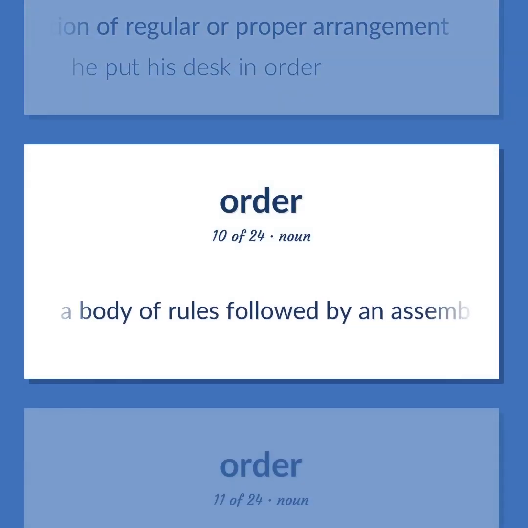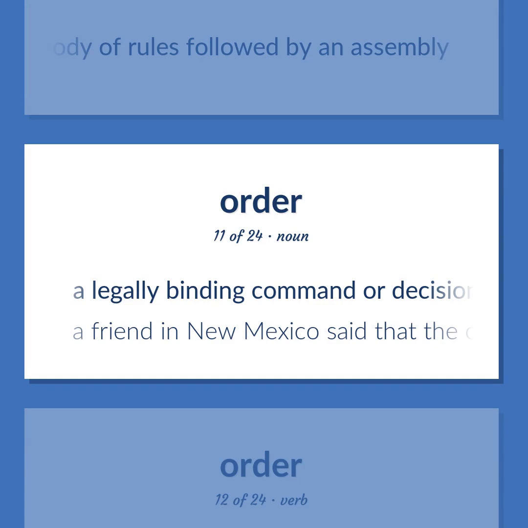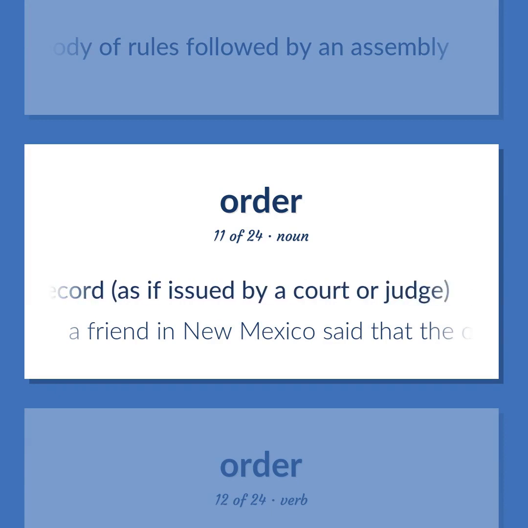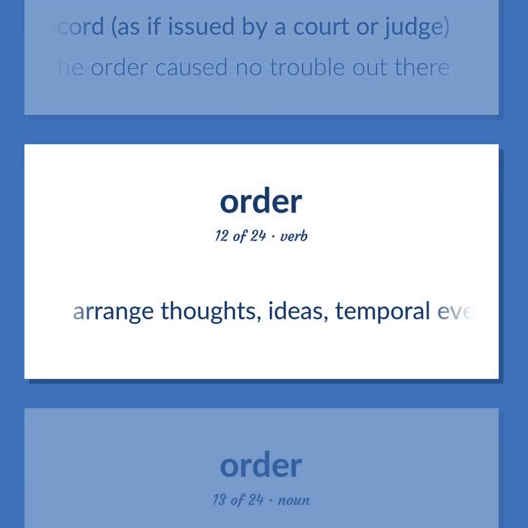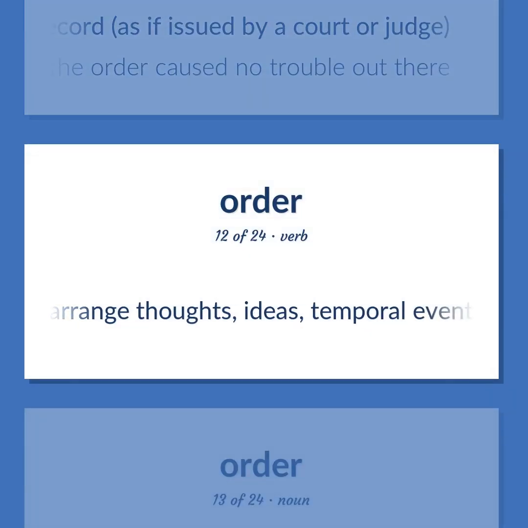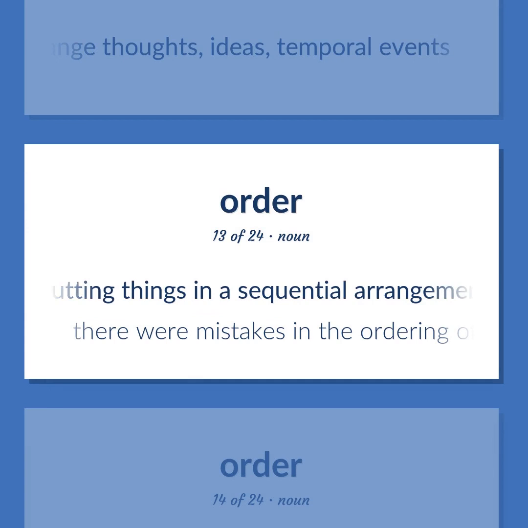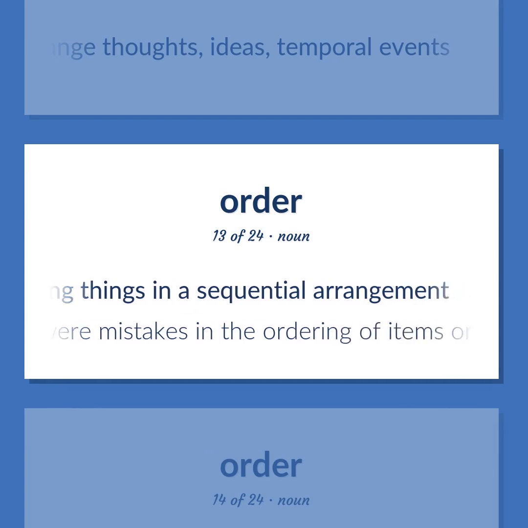A body of rules followed by an assembly. A legally binding command or decision entered on the court record, as if issued by a court or judge. A friend in New Mexico said that the order caused no trouble out there. Arrange thoughts, ideas, temporal events. The act of putting things in a sequential arrangement. There were mistakes in the ordering of items on the list.